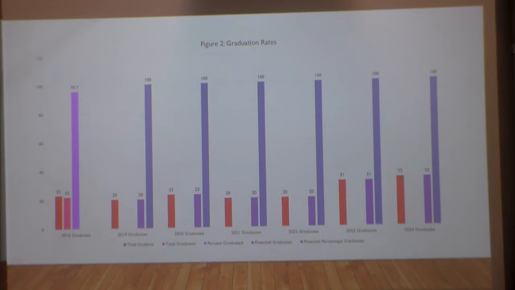Here is our graduation rate chart. You can see, here's the number of students, total students. In red, pink is the number that graduated, and then the purple or blue is the percentage. Now, at 2020 and 2019, you see these are all 100. We don't have one in the middle, so we're anticipating, as in potential, we're anticipating all of those students graduating.